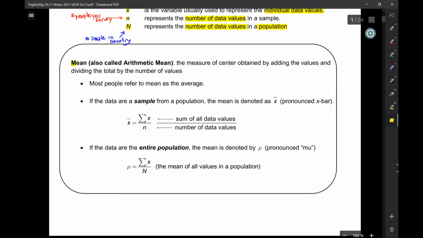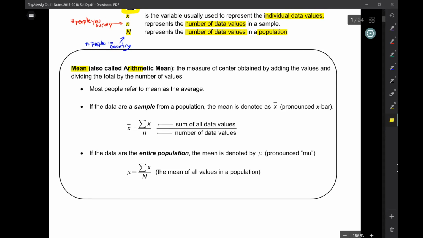Mean, also called arithmetic mean. This is a measure of center. There are several measures of center, and all measures of center means is how do you look at what's in the middle. This is obtained by adding values and dividing by the total number of values.